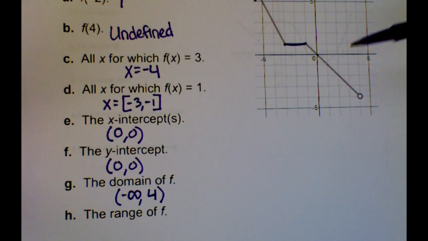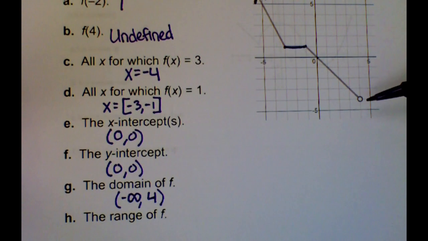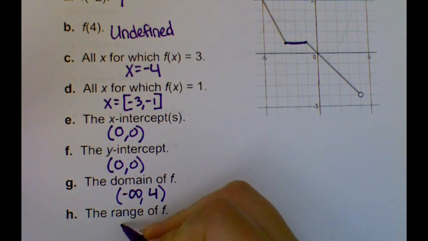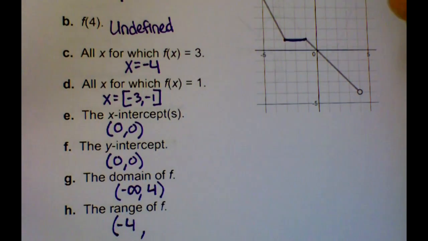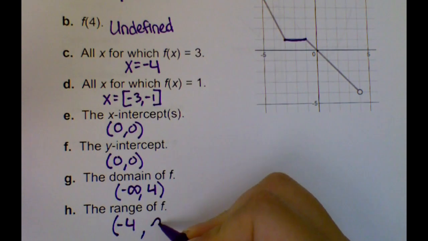And then range. Range is the possible y values from lowest to highest. So the lowest possible y value is -4, but we don't quite hit that. So we do -4 with a parenthesis. And the highest possible y value, we had an arrow going up forever, so that is infinity.